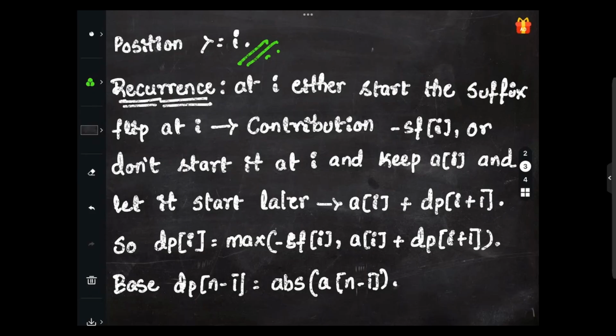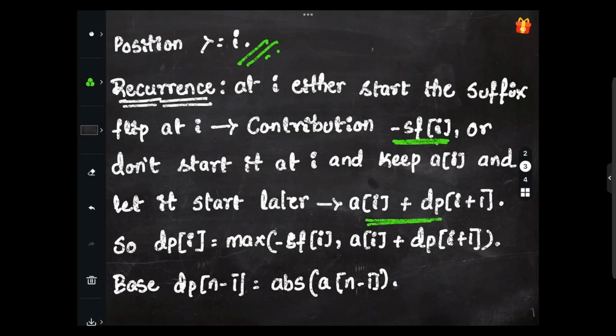Let's move on with the further steps. Basically, let's move on with the recurrence. At i, either we start the suffix flip at i, nothing but the contribution negative suffix of i, or we don't start it at i, and keep a of i and let it start later.